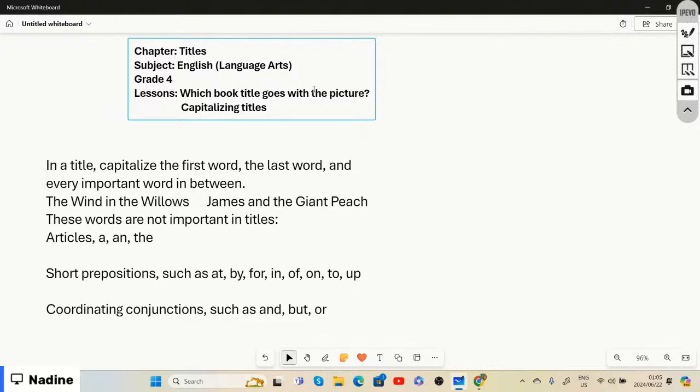And the lessons that we're going to be focusing on today under the chapter of titles are which book title goes with the picture, and to capitalize titles.